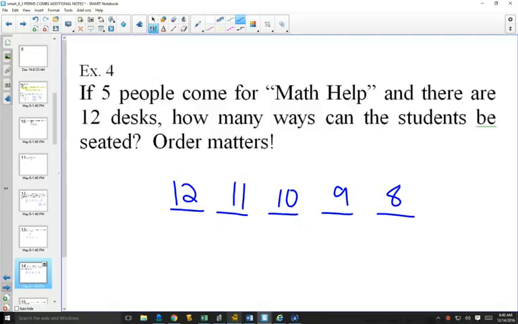So we get 12, 11, 10, 9, 8. And of course, this is 12P5. So again, in that permutations formula, we start to see the connection that this number is always the number of spaces or the number of decisions we need to make.